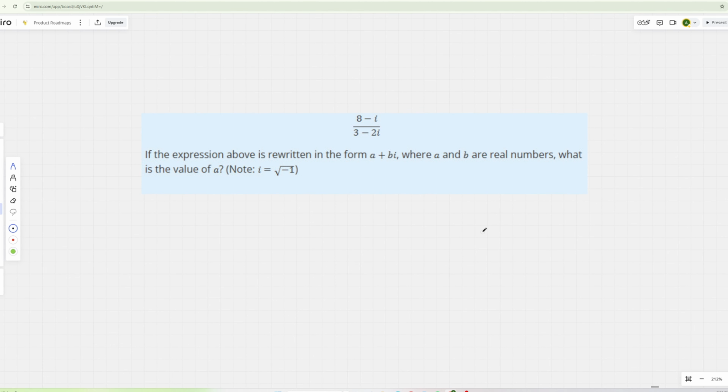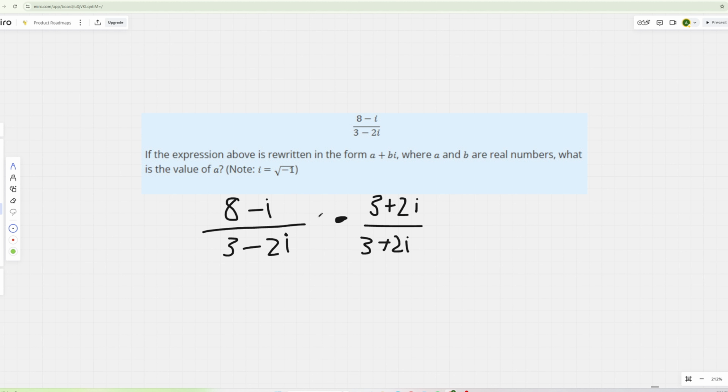Alright, here's another classic question. This is just imaginary numbers. You don't need to know anything about imaginary numbers. You just need to know that you need to multiply by the conjugate. So what's a conjugate? Well, let me just rewrite this. So 8 minus i over 3 minus 2i. I don't want to have an i in the bottom, right? It just looks ugly. So anytime you see an i on the bottom, you multiply by the conjugate of the denominator, which is 3 plus 2i. Why? Well, you'll see in a second.